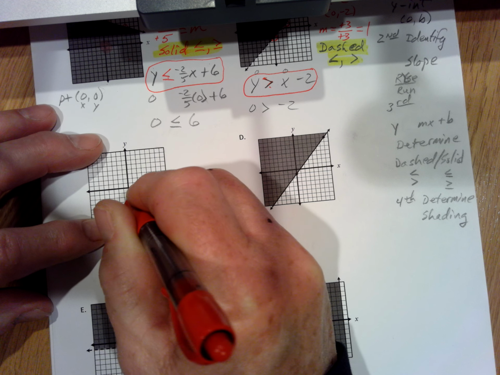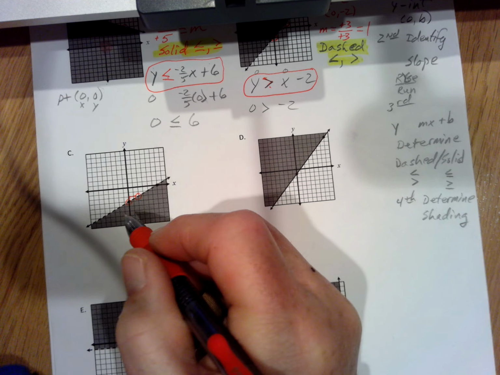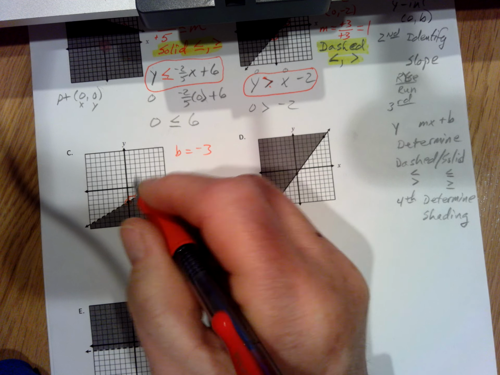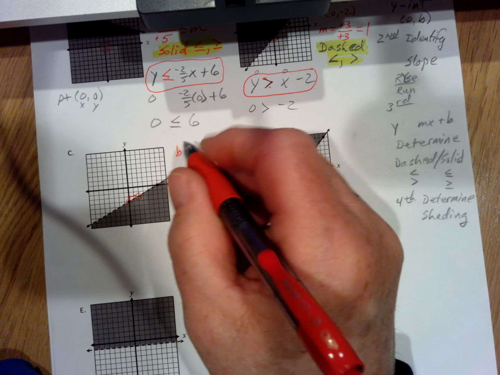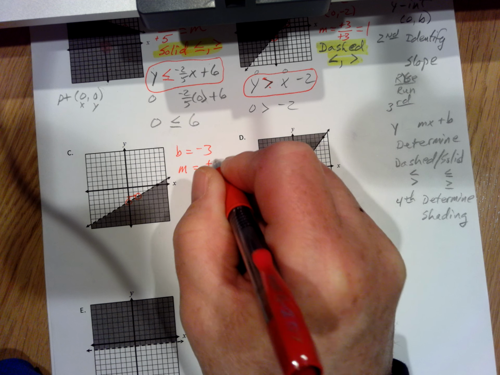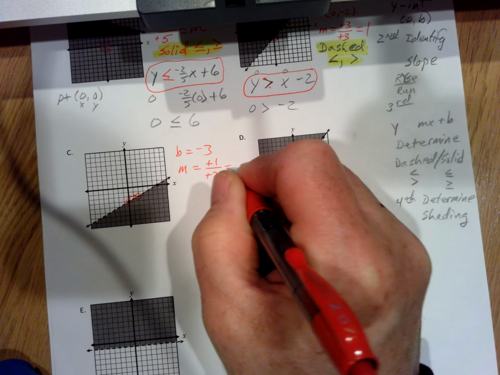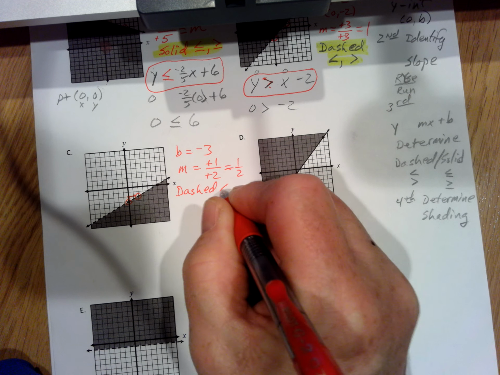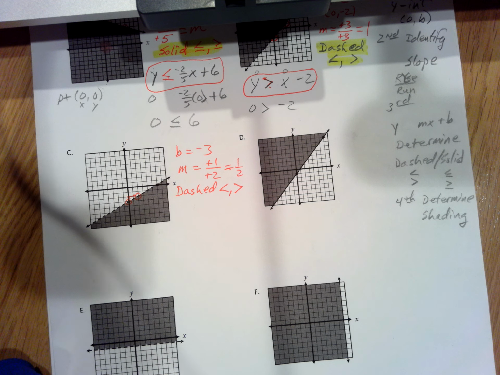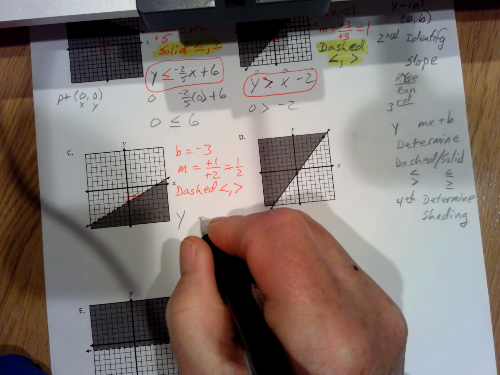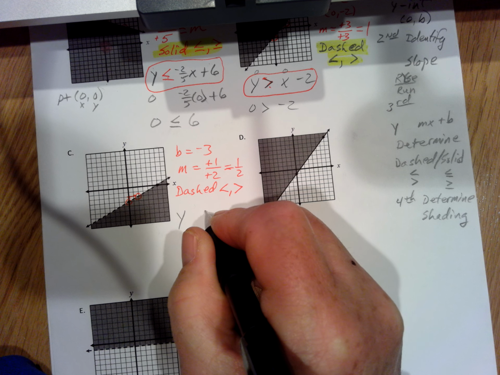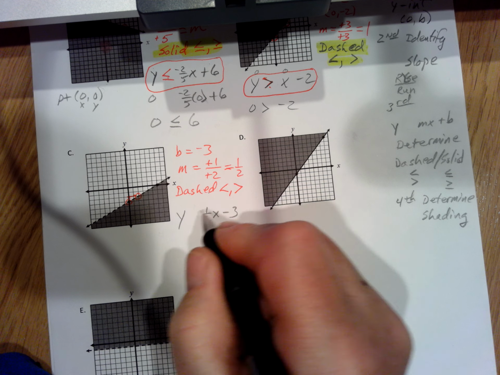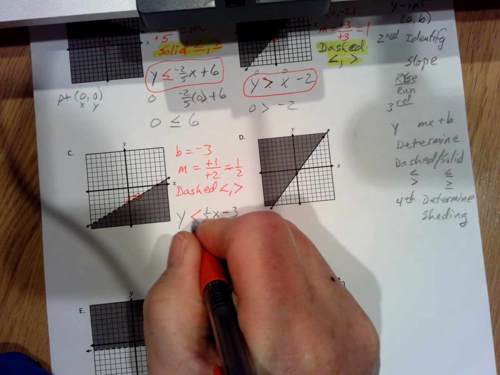Okay, so my y-intercept is 1, 2, negative 3. So b equals negative 3. My slope is up 1 and right 2. So my slope is equal to 1/2. It's dashed, so it's either a less than or a greater than. So y, leave space open, is 1/2 x minus 3. It's below and it's dashed. I'm going to say that it is less than, and then I can go test my point.